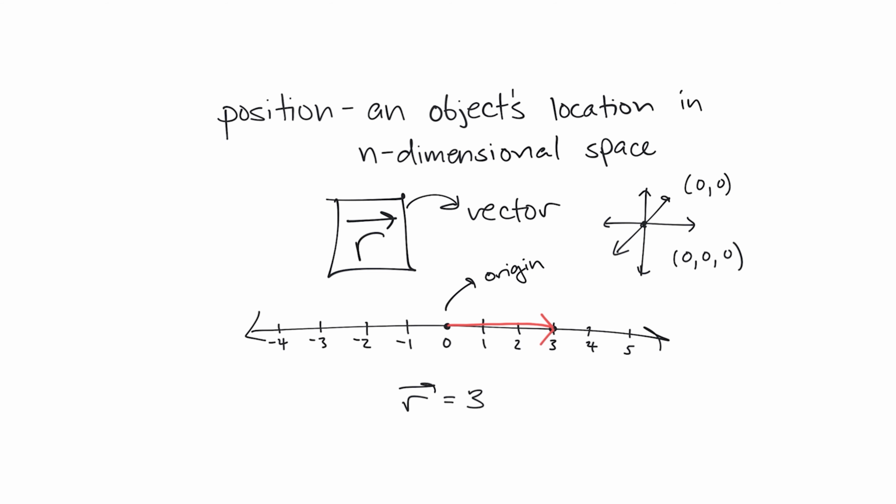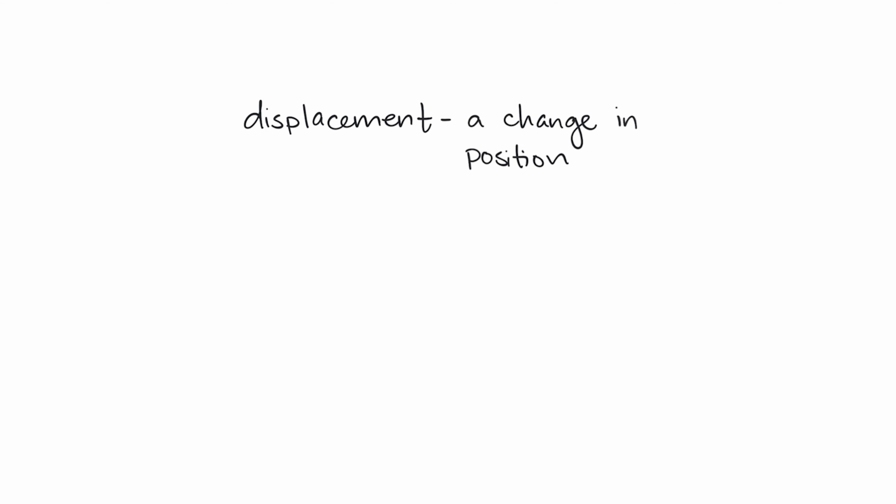It is to the right, which is positive here on this particular number line, and its magnitude is the length of that vector, which is 3. So going from origin to position, we have both a magnitude and a direction, so position is in fact a vector. Now that we have defined position, we can also define displacement.